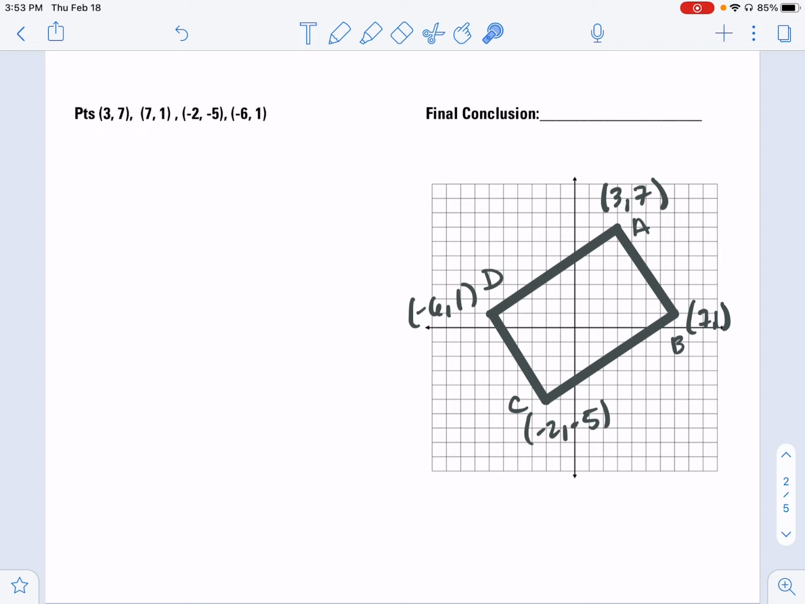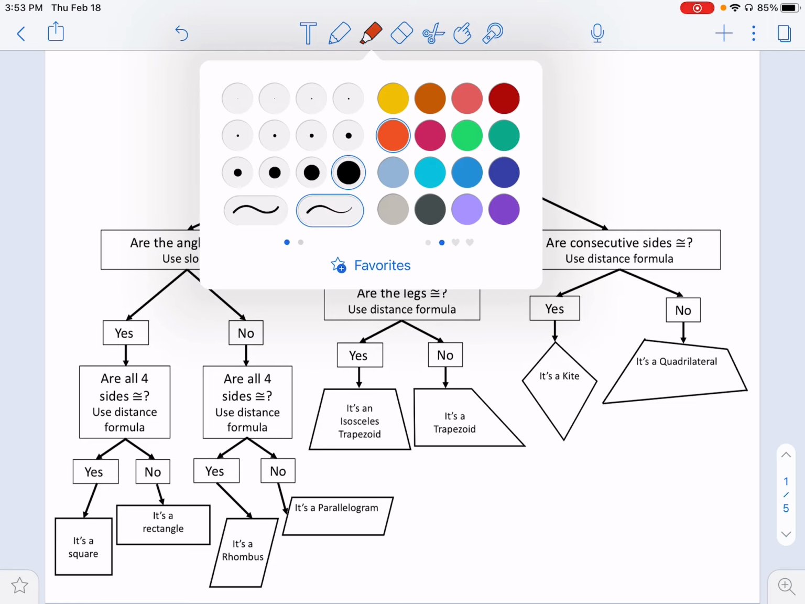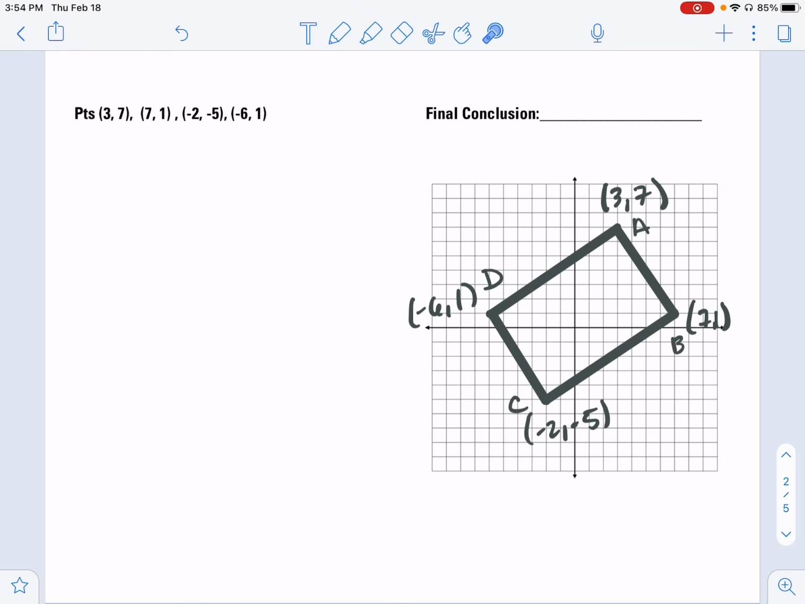But the one thing we can't ever do in math is just say, well, it's a rectangle because it looks like it. In order to get to a rectangle, I have to follow this entire line. I have to show that, yes, the opposite sides are parallel. Then I have to show, yes, the angles meet at a 90-degree angle. And then I also have to show, no, all four sides are not congruent. I have to show all of these things in order for me to say with confidence that it's a rectangle. So let's see if that actually happens.